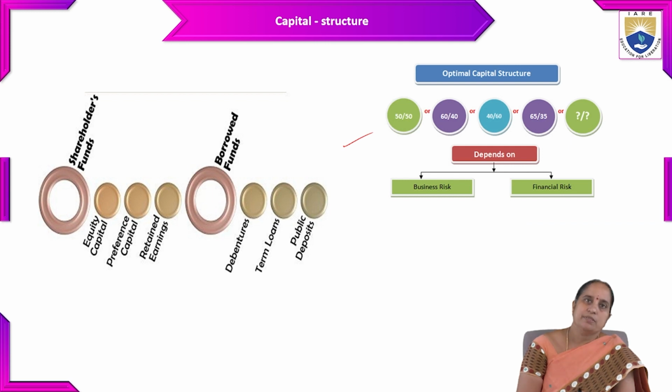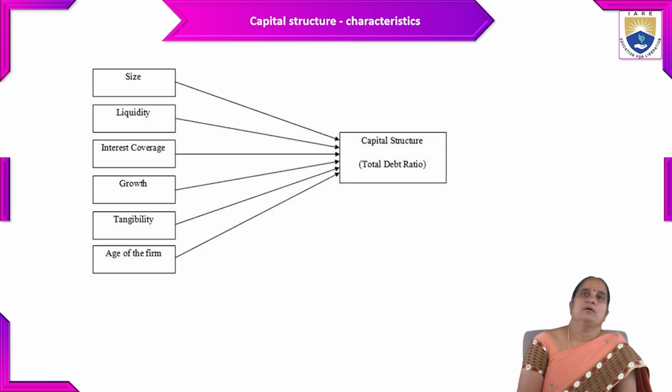Then, coming to shareholders' funds, these are all sources. Shareholders' funds can be raised through equity capital, preference capital, and retained earnings, whereas borrowed funds are availed in the form of debentures, term loans, and public deposits. Capital structure means the total debt ratio. It should be decided on the basis of the size of the firm, liquidity, interest coverage, growth, tangibility, age of the firm, and so on.